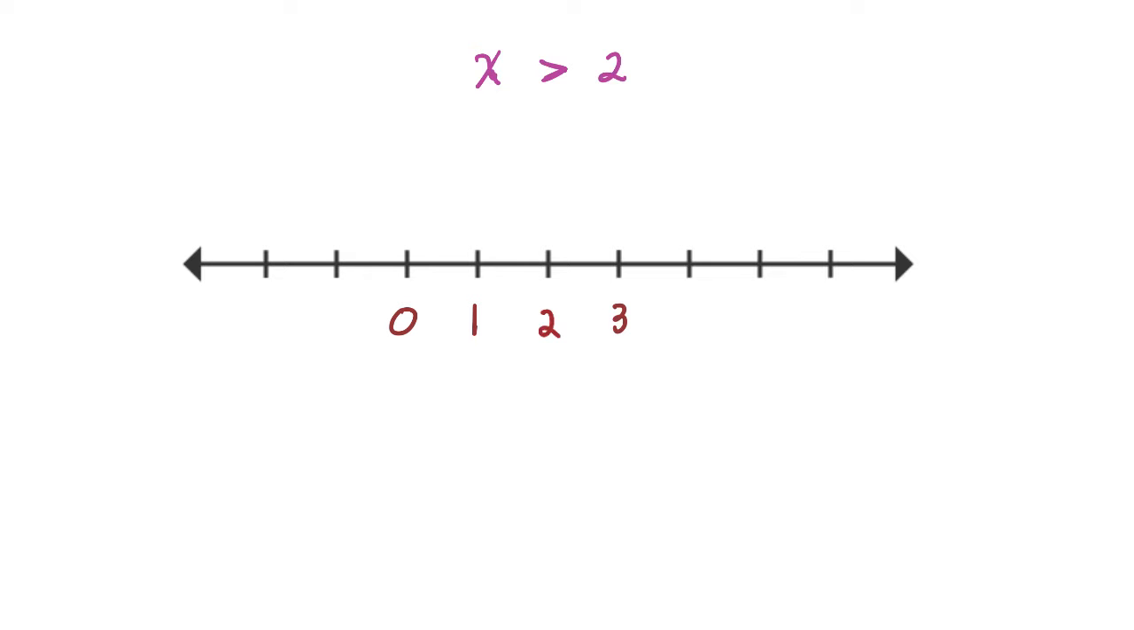Now, because we want the x's that are greater than 2, we're going to put an open circle here. And here are the x's: 3, 4, 5, etc. These are the x values that are bigger than 2 and would make this inequality true. So for any number over here, plug in 6, 6 is bigger than 2. So my solution set is this infinite group of numbers.